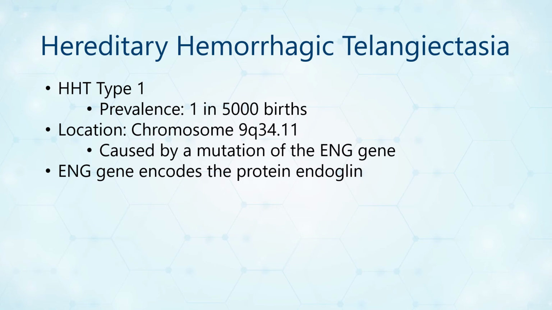Type 1 has a prevalence of 1 in 5,000 births. The mutation occurs at the location of chromosome 9, Q arm, position 34.11, and it's caused by the endoglin gene, or the ENG gene.